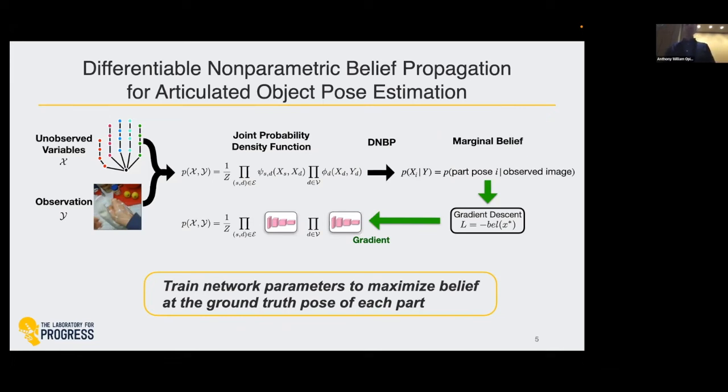So at a high level, this is the approach that we introduced in this paper. We call it differentiable nonparametric belief propagation, and we looked at articulated object pose estimation as the problem that we were interested in applying it to.